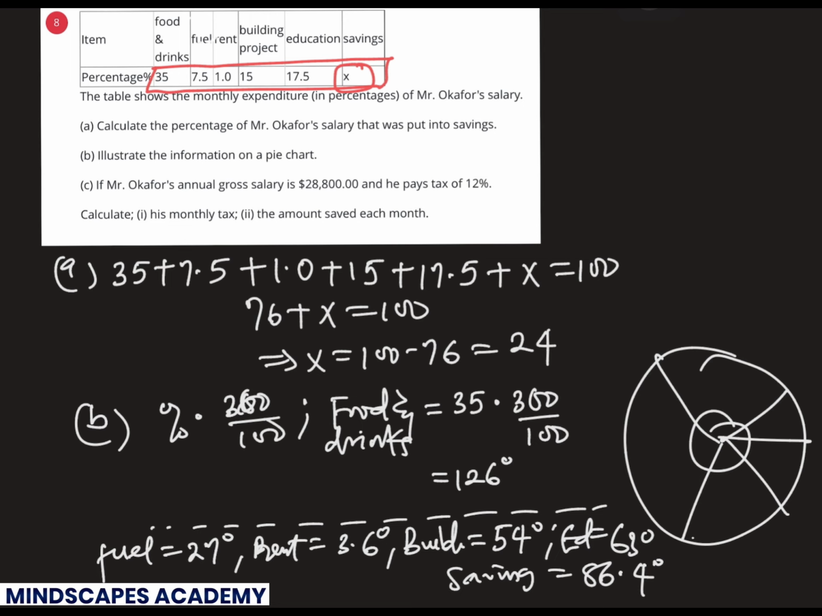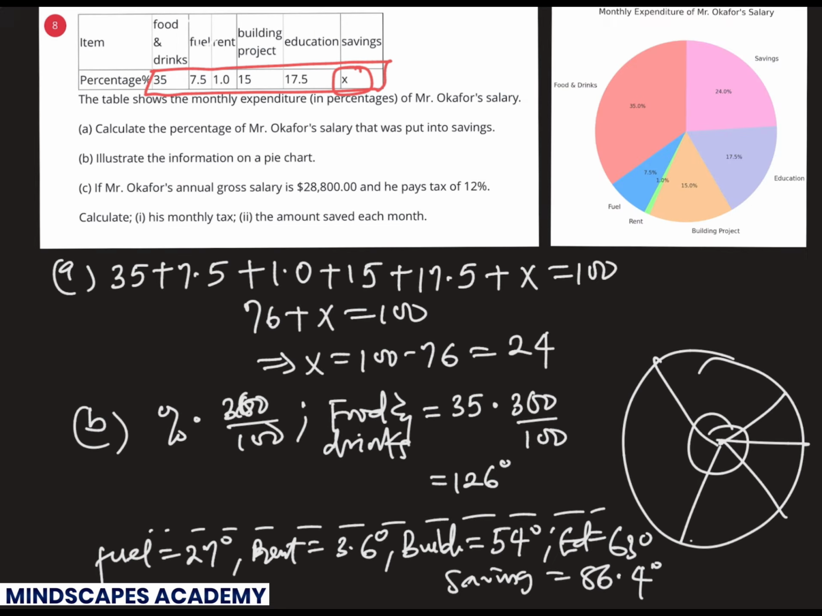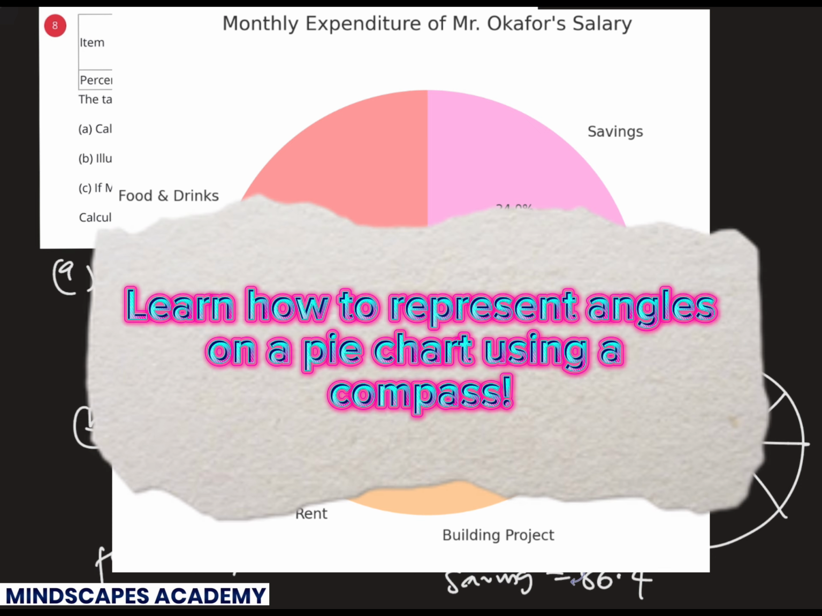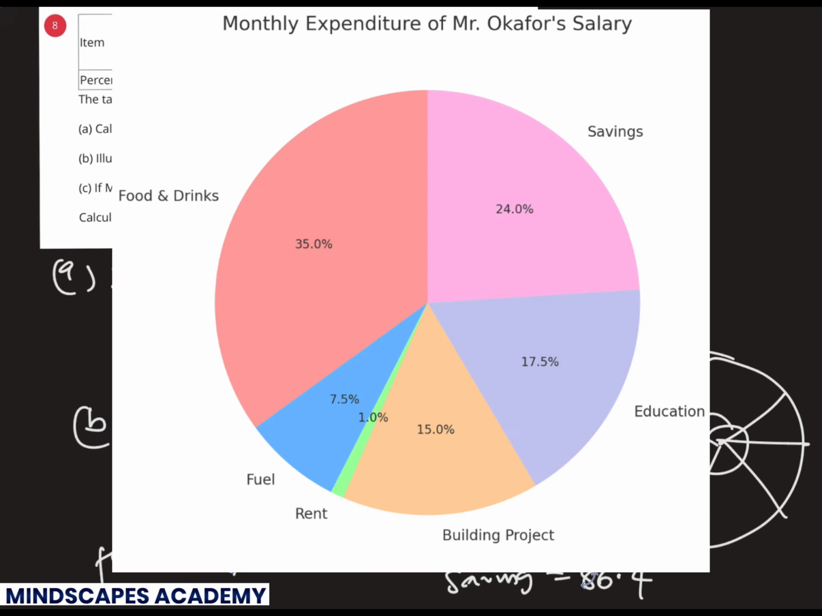So if you have all of that, how will the pie chart look? So the pie chart should look like this. You represent each angle on a circle. So each angle in the pie chart will look like this. So that is what we have.